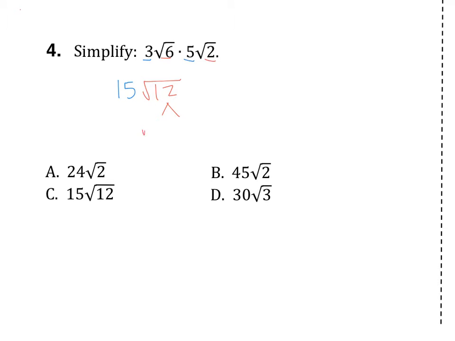We can break 12 down into the square root of 4 times the square root of 3. Out comes a 2. So 15 times 2 is 30 square roots of 3, which would be the fully simplified answer here for number 4, which would be letter D.